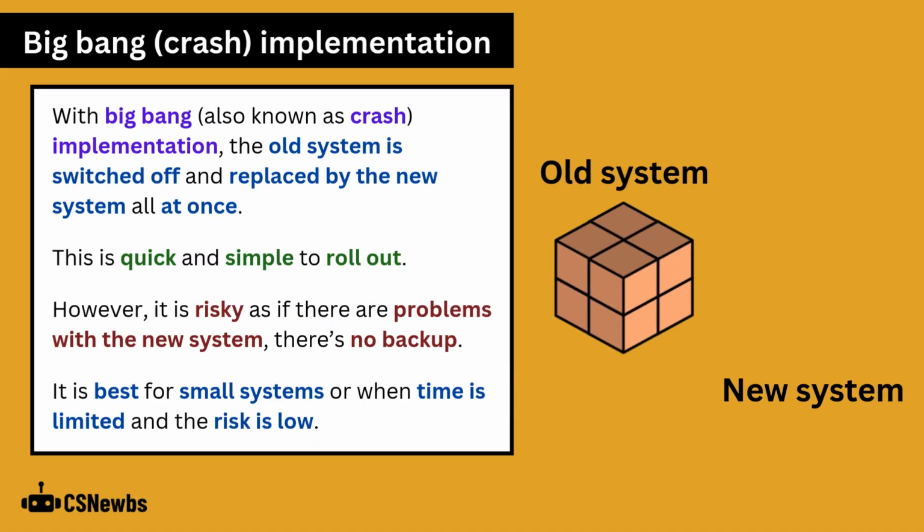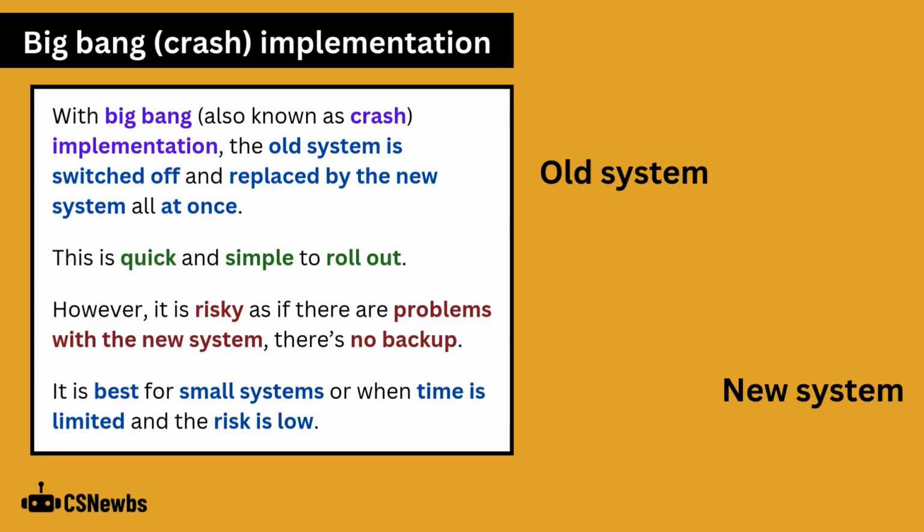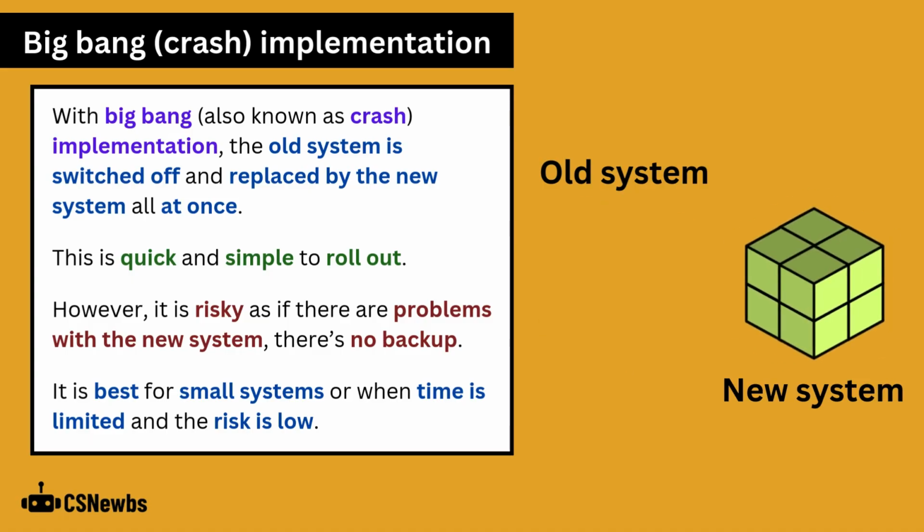With Big Bang, also known as crash implementation, the old system is switched off and replaced by the new system all at once. This is quick and simple to roll out, however it's risky as if there are problems with the new system, there's no backup. It is best for small systems or when time is limited and the risk is low.